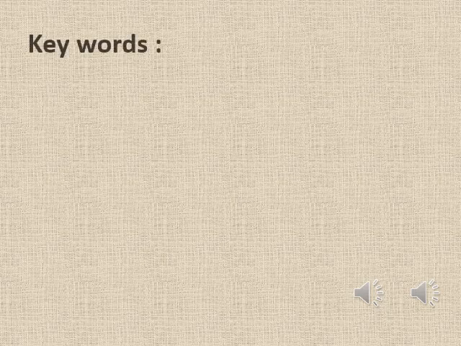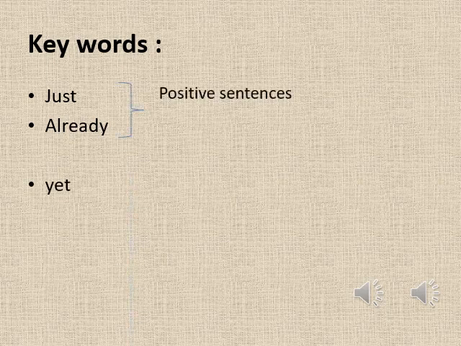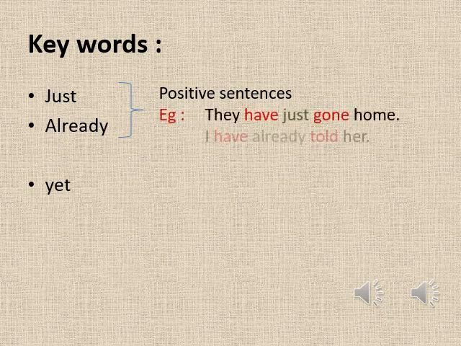The keywords of the present perfect are just, already, and yet. We use just and already with positive sentences. For example, they have just gone home. I have already told her. We put just and already between have or has and the past participle.